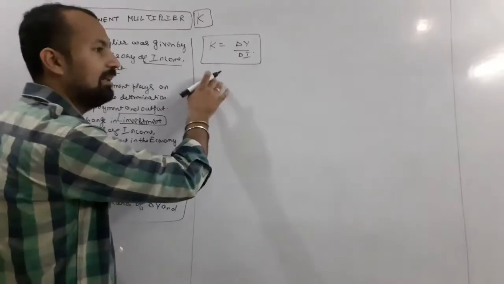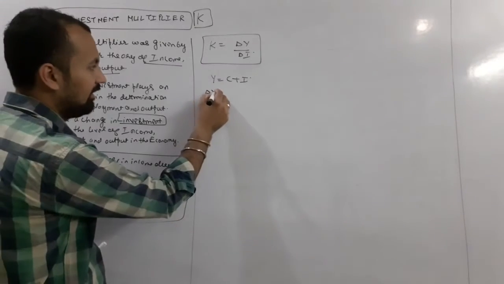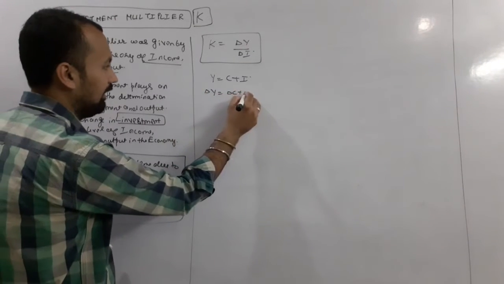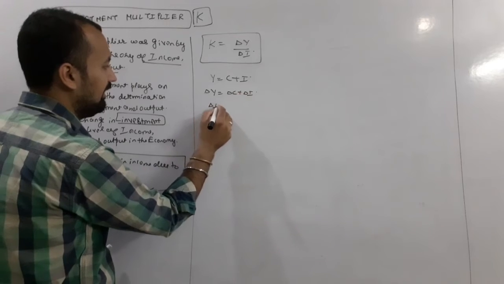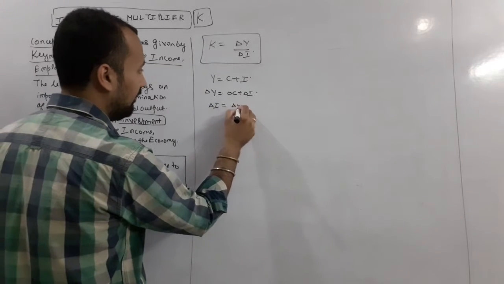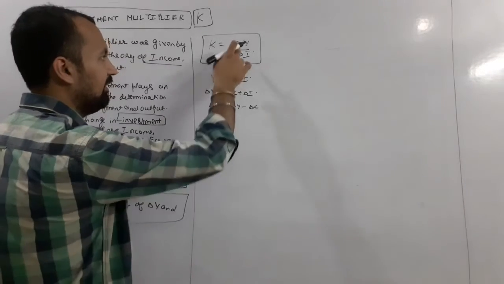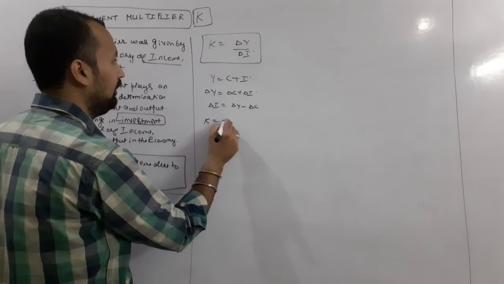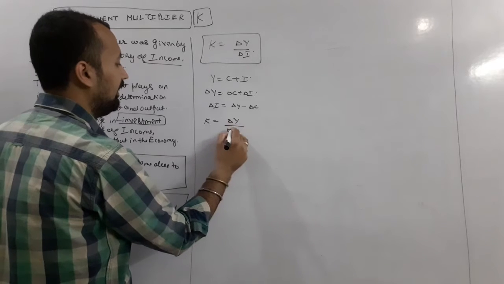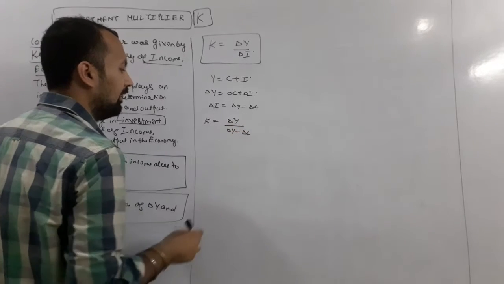So we are starting with the new concept of this chapter, that is investment multiplier. Y equals C plus I. So it can be written as delta Y equals delta C plus delta I, or delta I equals delta Y minus delta C. We put the value of delta I in this equation: K equals delta Y upon delta Y minus delta C.